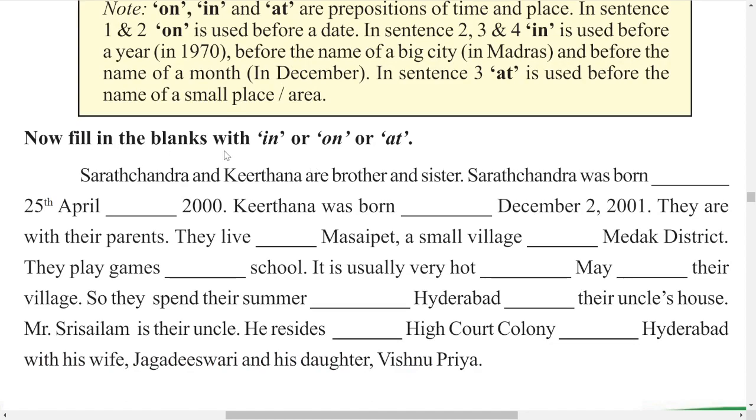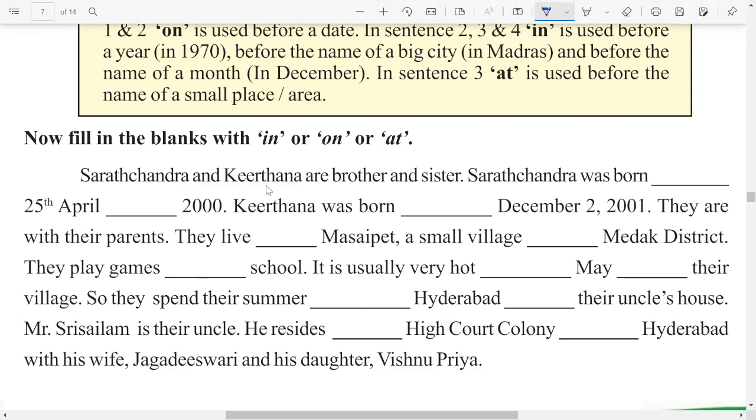Next, fill in the blanks with in, on, or at. Let us check them carefully. Articles are very important. These prepositions in this case are very important. Sharat Chandra and Kirtana are brothers and sisters. Sharat Chandra was born dash 25th April.